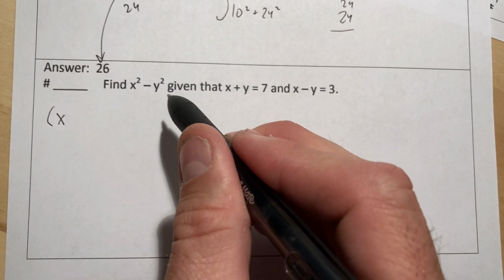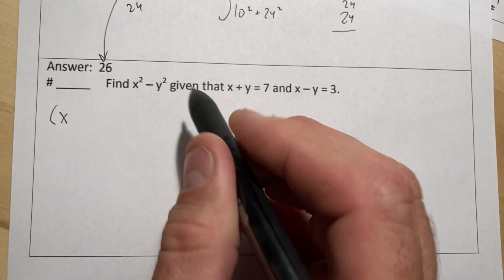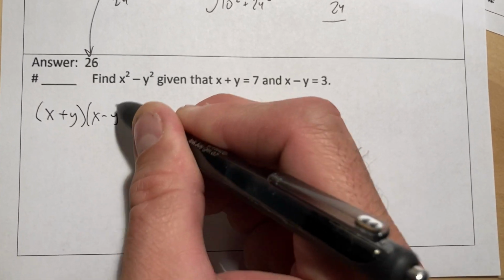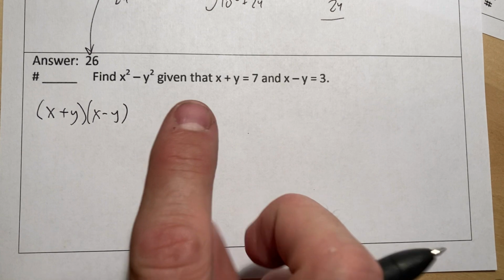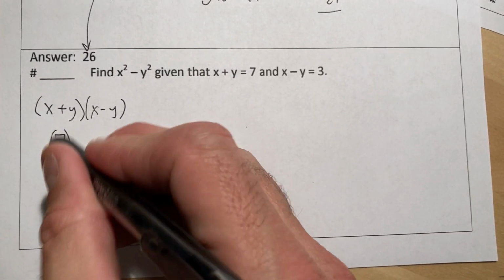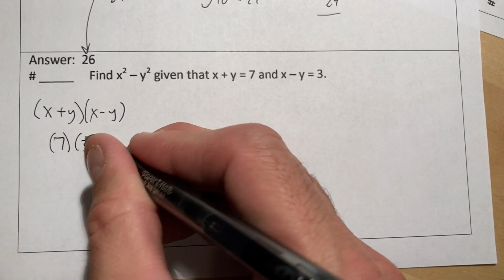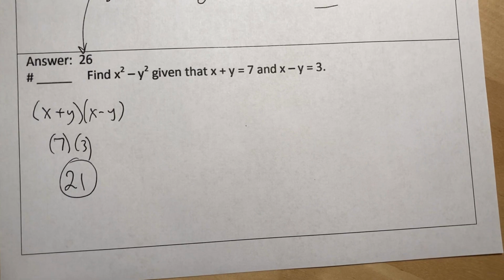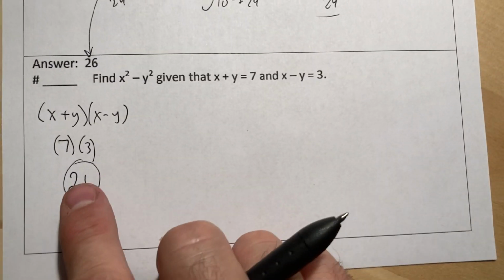X squared minus y squared is a difference of squares. So x squared minus y squared is x plus y times x minus y. It's factoring. Factoring to the rescue. But wait, Mr. Mac, x plus y is 7. Uh-huh. X minus y is 3. Uh-huh. Hey, it's 21. You bet your bottom dollar it's 21. 21. What a great answer.